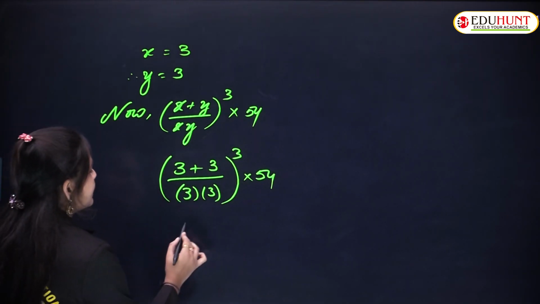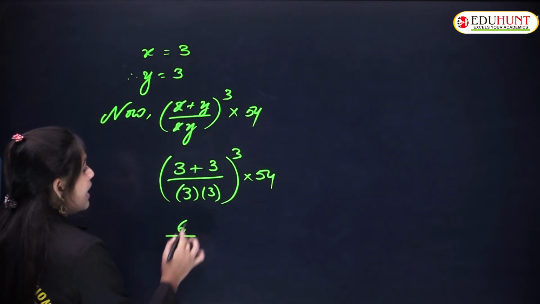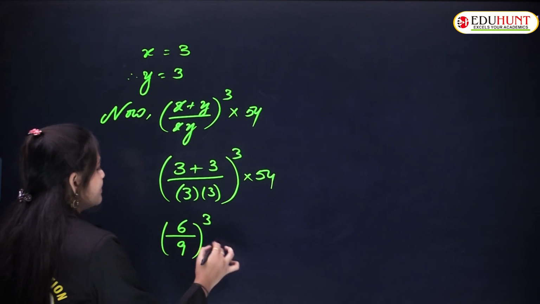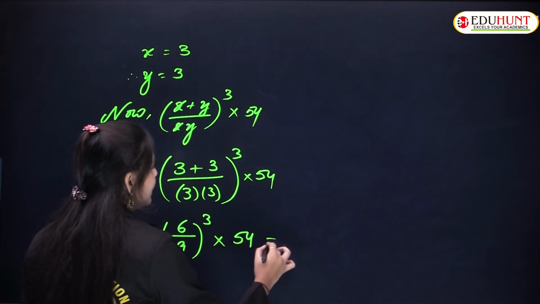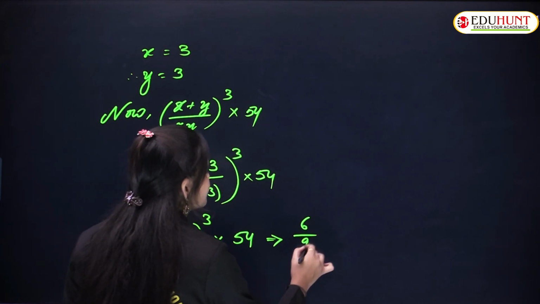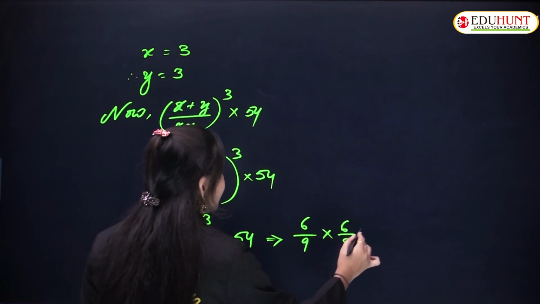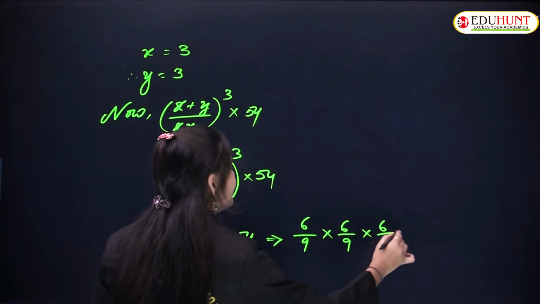Now here 3 plus 3 is 6, by 3 3s are 9, and it is repeated 3 times. Okay. Then simply we can write it as 6 by 9 into 6 by 9 into 6 by 9 into 54.